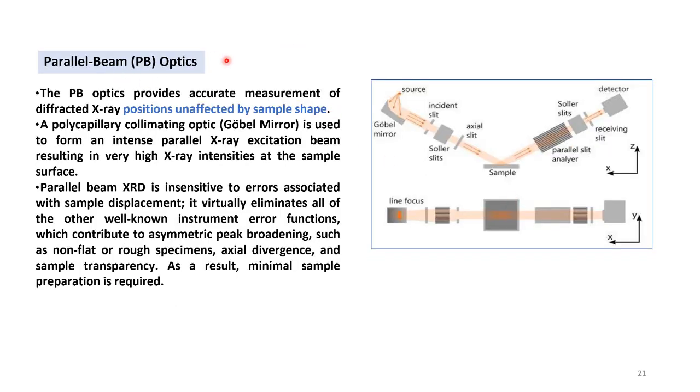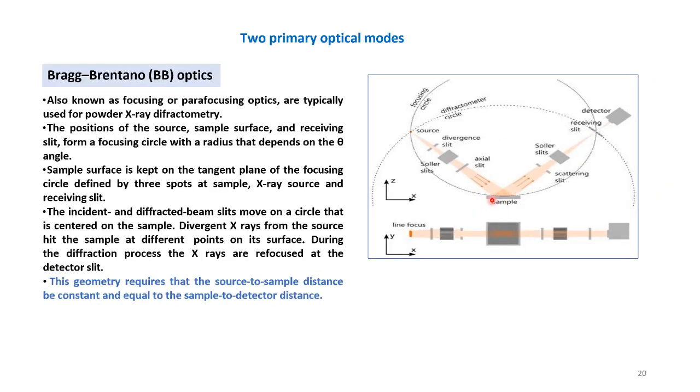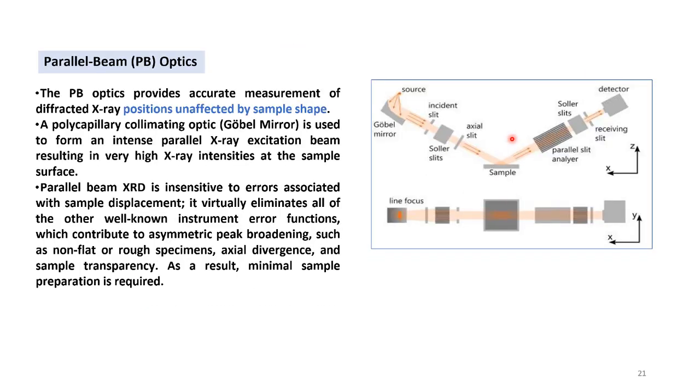Then we have parallel beam optics, the PB optics. In this case, the PB optics provide a very accurate measurement of the diffracted X-ray position, unaffected by the sample shape. So we do not need to worry about the sample shape basically. However, the sample has to be very flat and small to fit in the center of the circle.